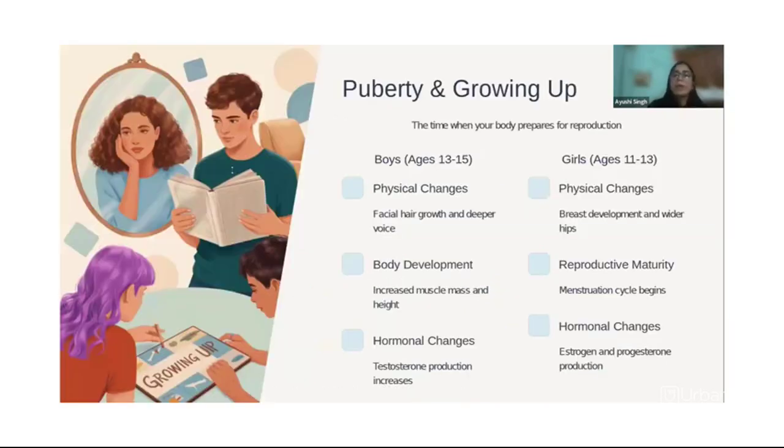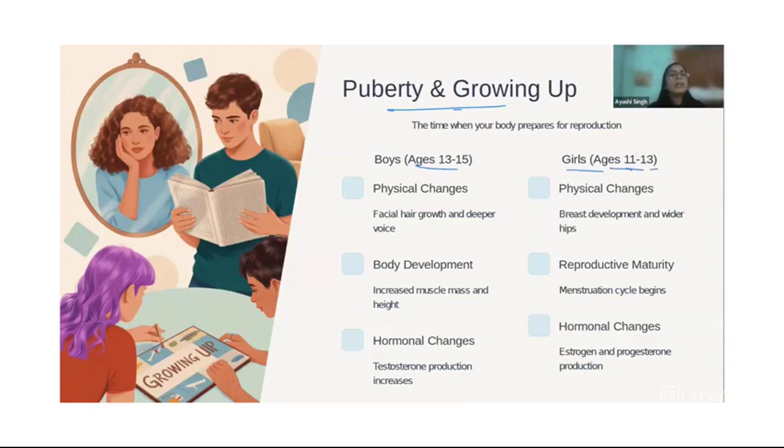Okay, now let's talk about puberty and growing up. This is the time where our body actually matures and becomes capable of reproduction later. So for boys, this starts around the age of 13 to 15, and for girls it starts at 11 to 13.